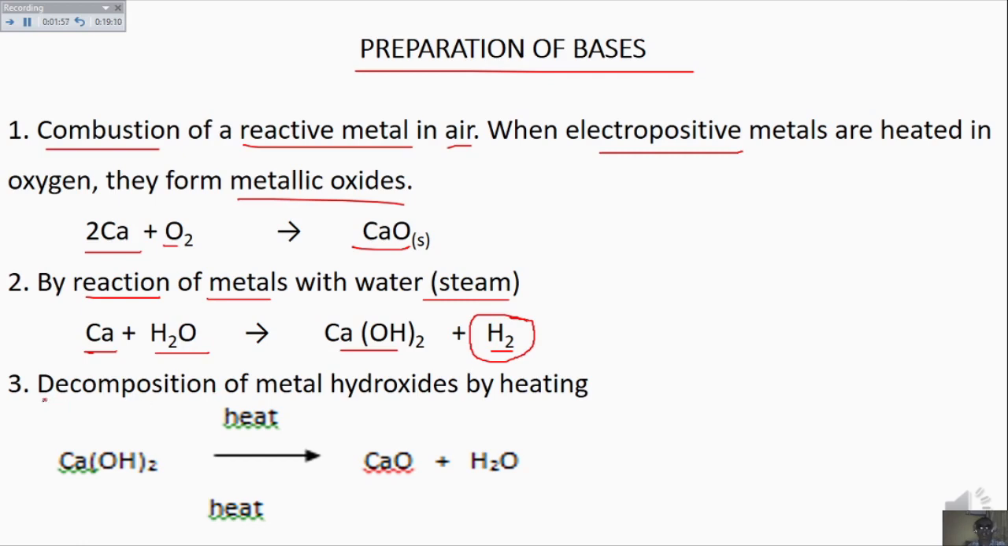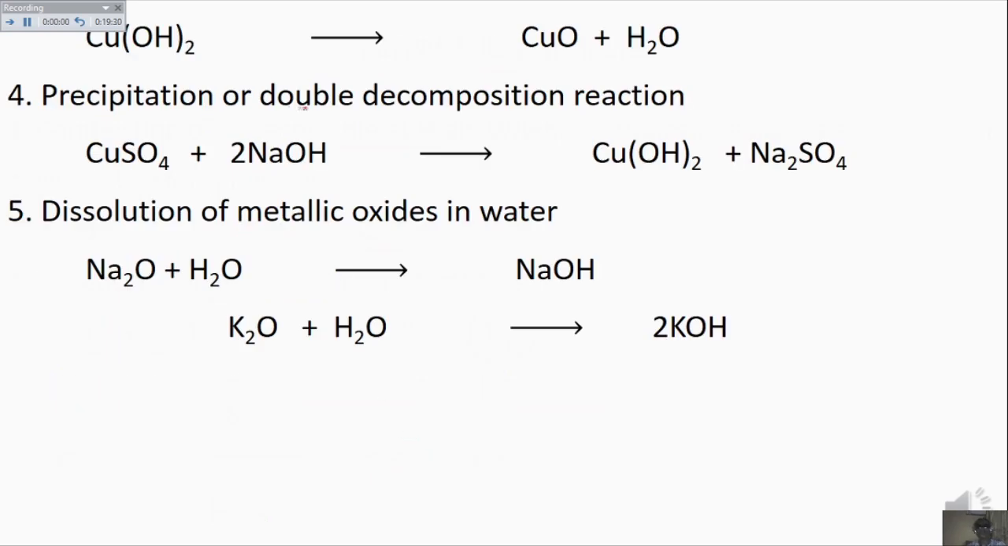Then the third one is the decomposition of metal hydroxide by heating, just the vice versa. Now when you have metal hydroxide, this calcium hydroxide, and it is heated, it will decompose into calcium oxide and water. Another example is when you have copper hydroxide and it is heated, it will decompose into copper oxide and water.